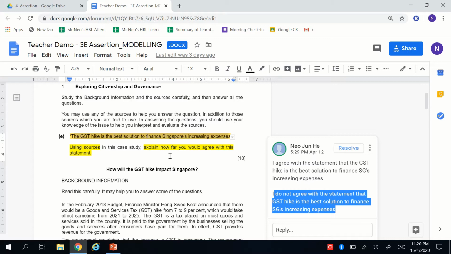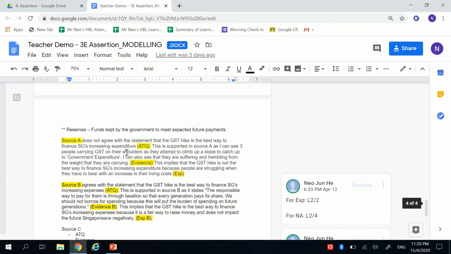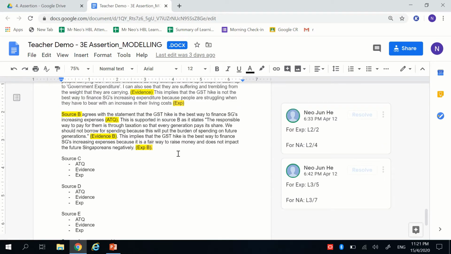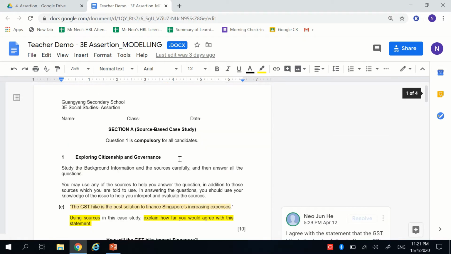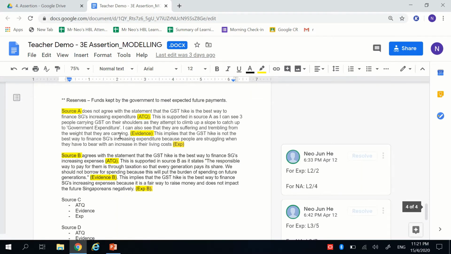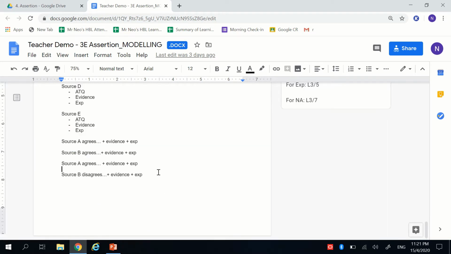I just want to make a very small correction to my previous answers, where I told you to start your answers for sources A and B like this. Previously, I mentioned to start your answers by saying source A does not agree with the statement, as there are some supporting evidences which you would explain later. I want to make a very small correction to the phrasing of the answer, because the question asks you to explain how far you would agree as an individual. So actually, I will make a correction. I'll copy these answers over so that we can refer to them more thoroughly.